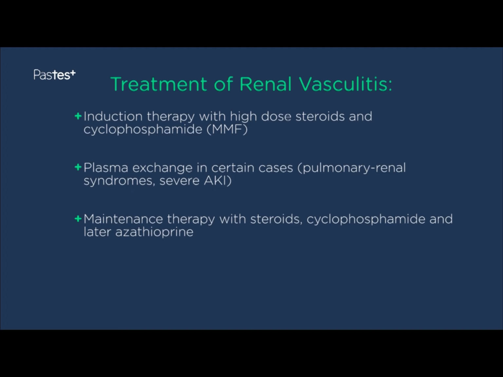In terms of basic treatment for renal vasculitis, we would tend to use induction therapy with high-dose steroids and, in addition, pulsed intravenous cyclophosphamide. In brackets, I've included MMF because with certain particular patients, for example, childbearing age women, we would probably avoid the toxic effects of cyclophosphamide, which can reduce fertility, and use MMF instead. Plasma exchange will be indicated in certain clinical scenarios, especially when there is pulmonary hemorrhage, and we call that a pulmonary renal syndrome, but also in cases of severe acute kidney injury.